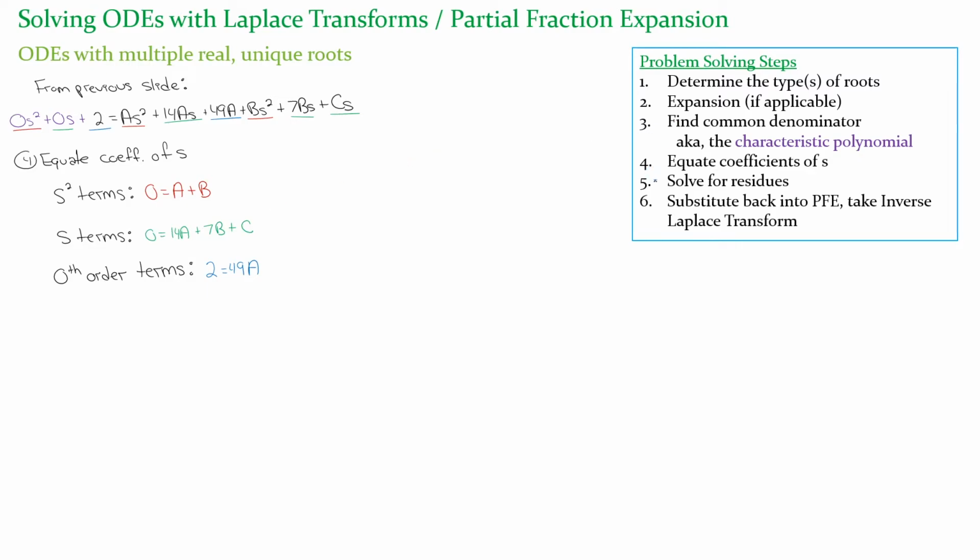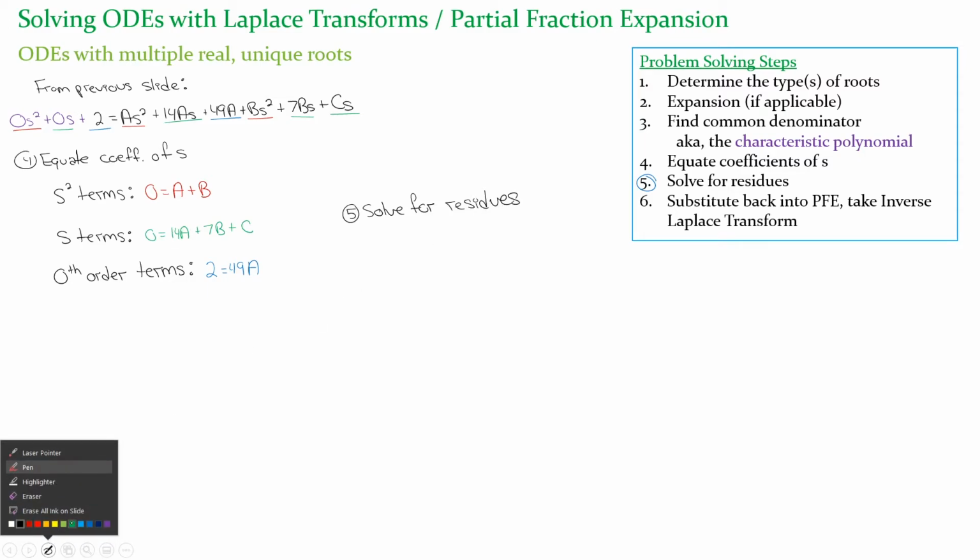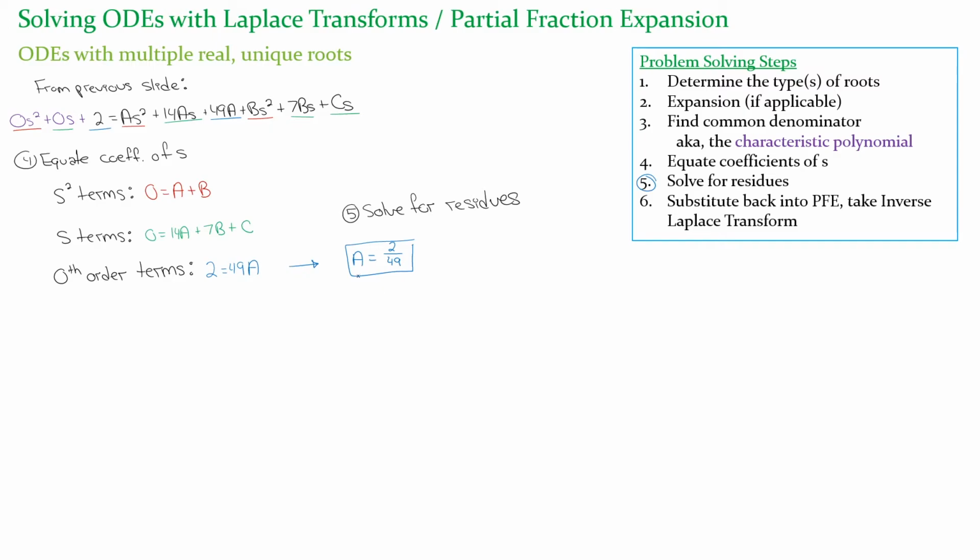Okay, so now I can move on to step 5, which is solving for the residues. So I'm going to go ahead and solve this equation. And I'm going to get a value for a. So a equals 2 over 49. And now I'm going to substitute this value for a back into my other two equations.